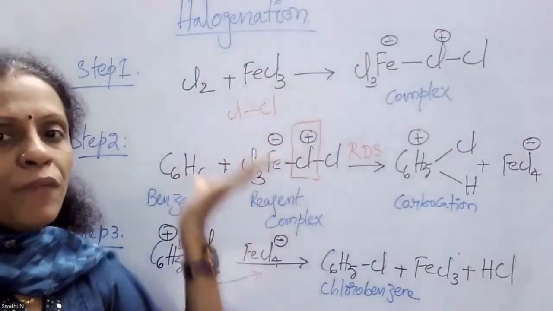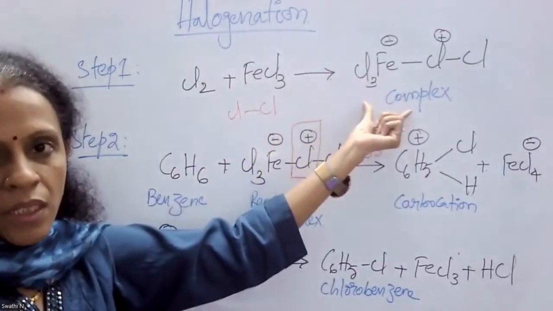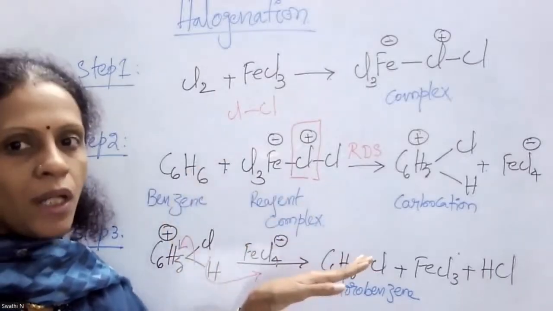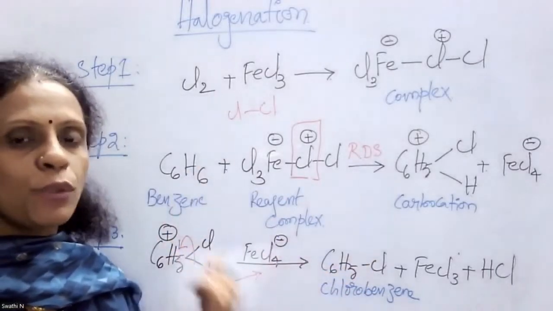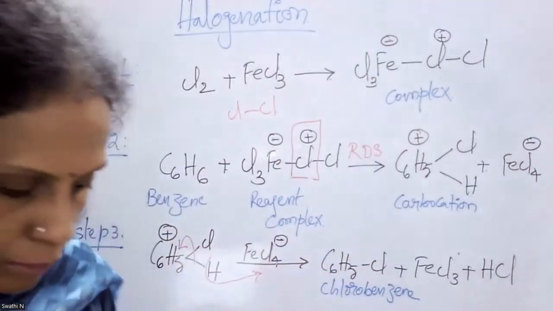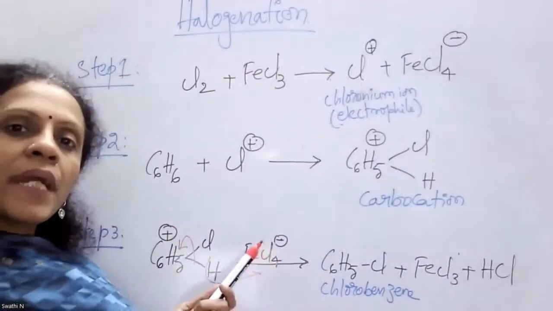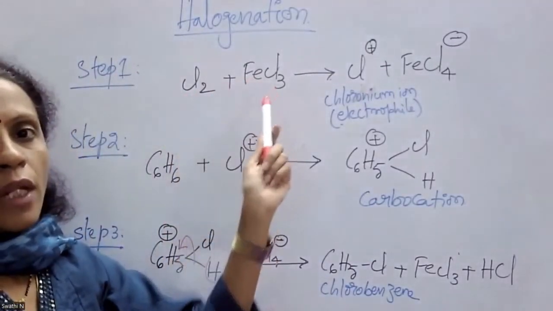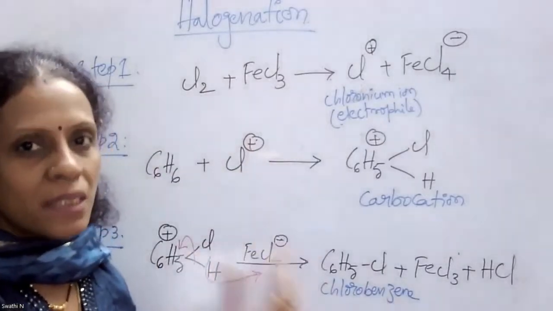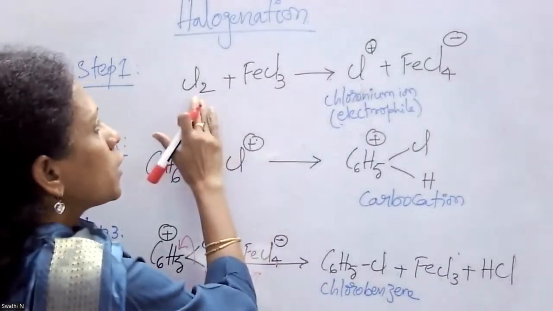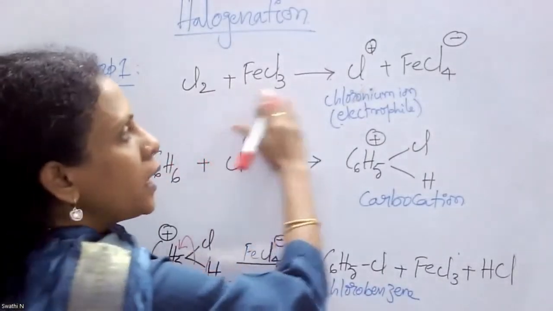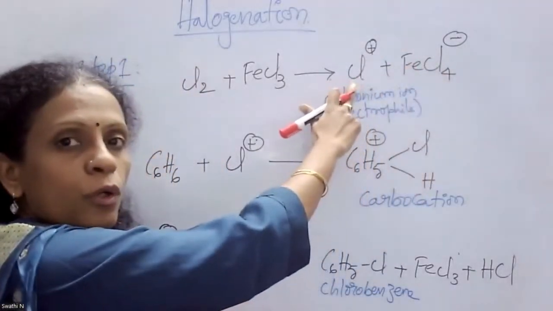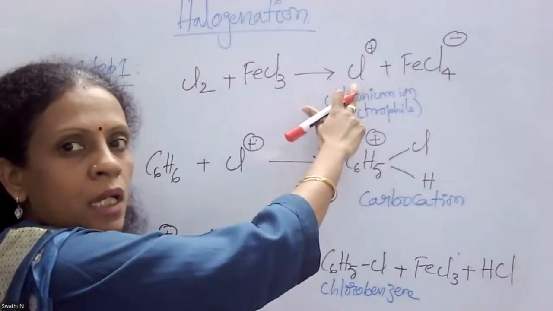If you feel difficulty in writing the complex structure or attaching this complex to the benzene structure, I'll give you another alternative also. In that way also you can show the halogenation of benzene. You can represent the mechanism like this also. First step, the reaction occurs between chlorine and ferric chloride. So instead of showing the complex reagent form, you can show that chlorine is already given to ferric chloride, so it becomes FeCl4 minus.